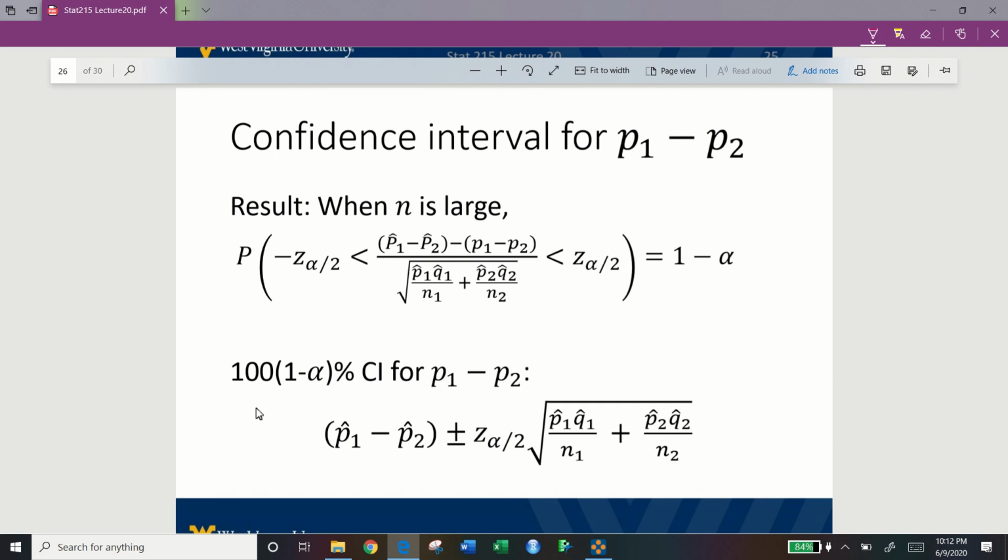Therefore, our 100 times 1 minus alpha % confidence interval for P1 minus P2 is going to be the quantity P1 hat minus P2 hat plus or minus z alpha over 2 multiplied by the square root of P1 hat multiplied by Q1 hat over N1 plus P2 hat multiplied by Q2 hat over N2.